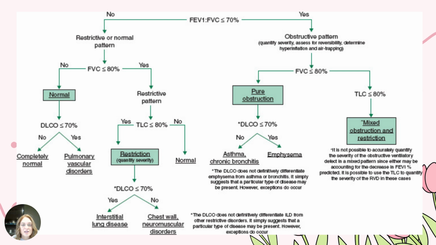Their ratio is less than or equal to 70%. They've got the obstructive pattern, and their FVC is less than 80%, and their TLC is less than 80%. They've got both a mixed obstructive and restrictive disorder. It does note there that it's not possible to accurately quantify the severity of the obstructive ventilatory defect in a mixed pattern, but it is possible to use our TLC to quantify the severity of this in these cases.